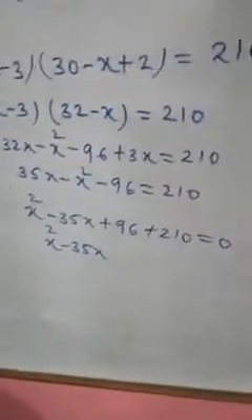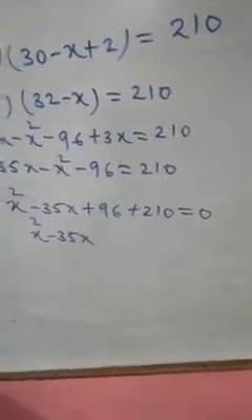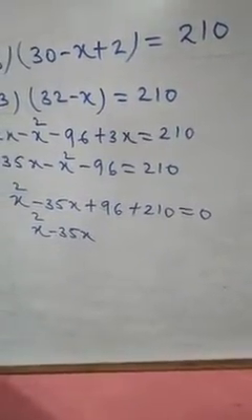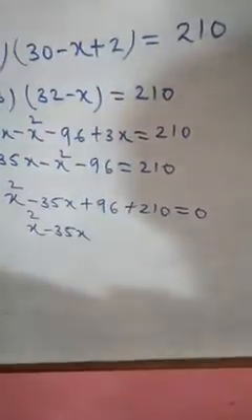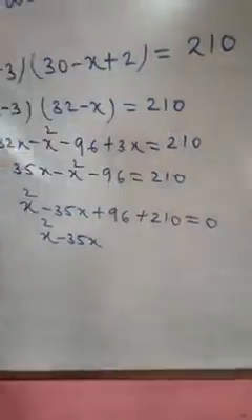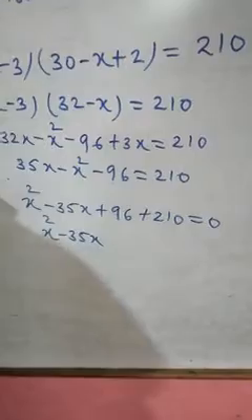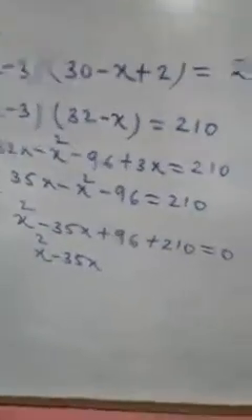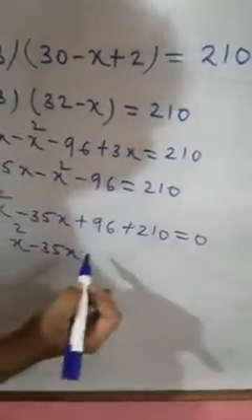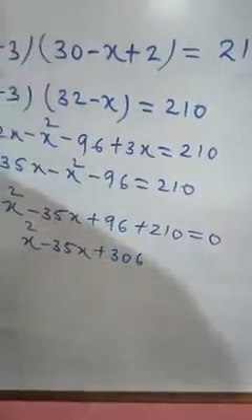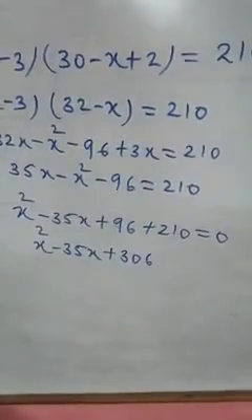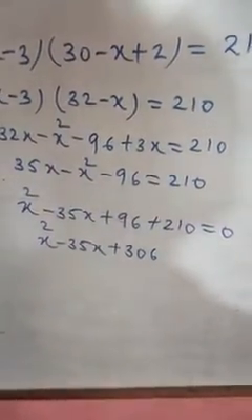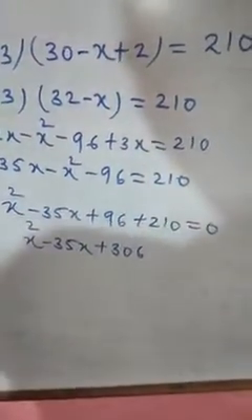Now 96 plus 210. 210 plus 96: 6 plus 0 is 6, 9 plus 1 is 10, 2 plus 1 is 3. So we got 306.